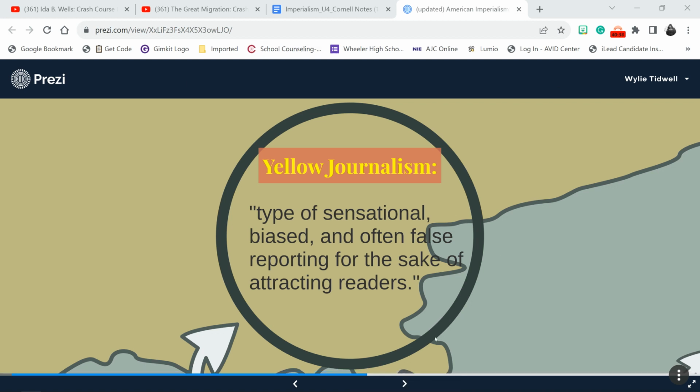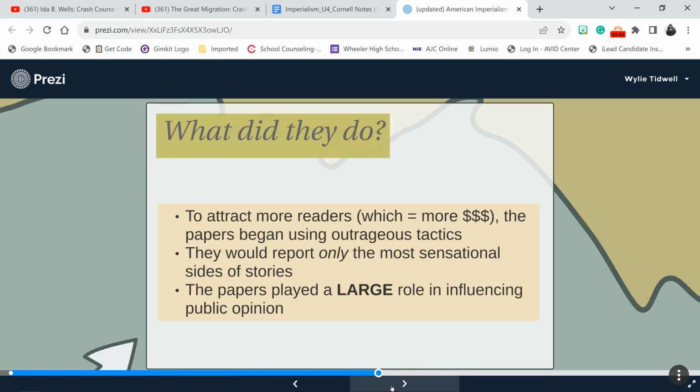All right, let's move on, people. And during what war did this become very, very popular? Spanish-American War. All right, so what did they do? They attracted more readers, so they gave more money. They reported only on the most sensational, the most outrageous thing to get people to read. And the paper played a large role in influencing public opinion. When you watch the news, that influences public opinion. Everybody got me on that?